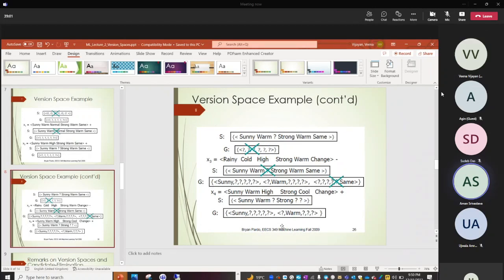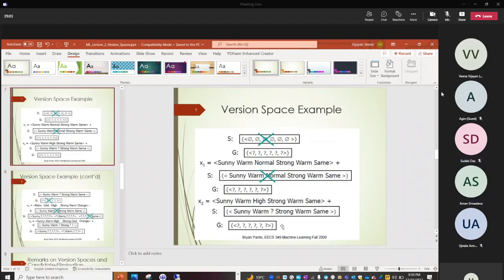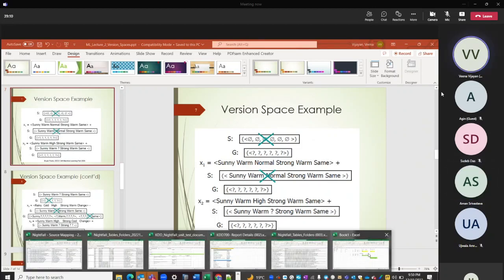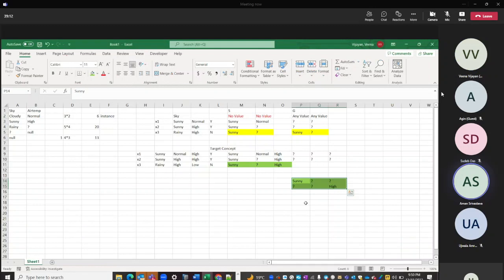Veena, can you go back to that sheet once more? Just for us. No, that sheet, the Excel sheet, where you were explaining. Yes. Okay. So if there is an option, sunny, rainy, and cloudy, then what will be the generic case here?